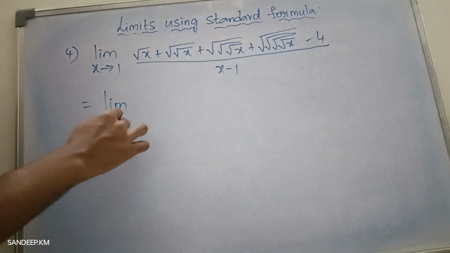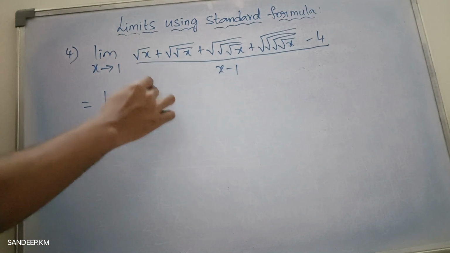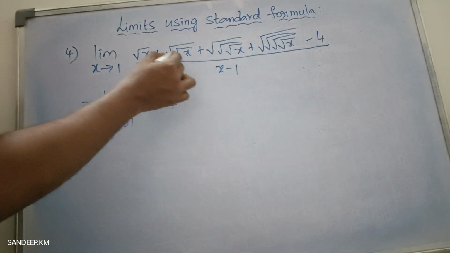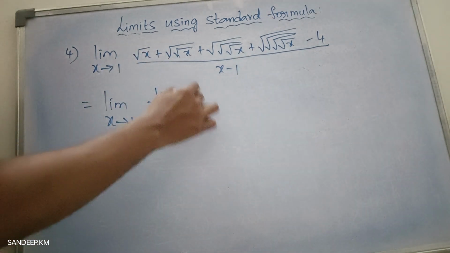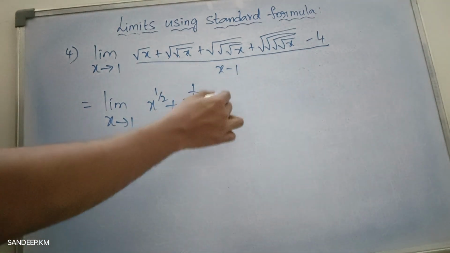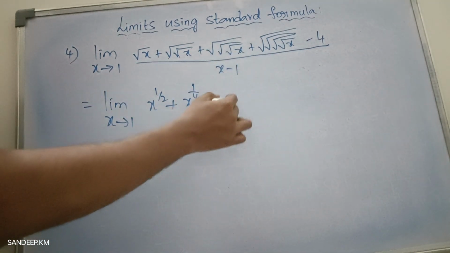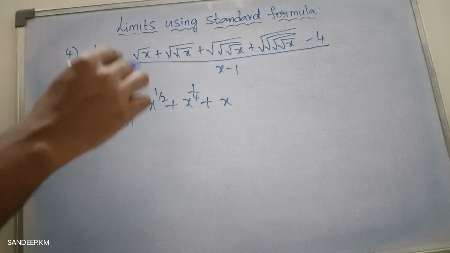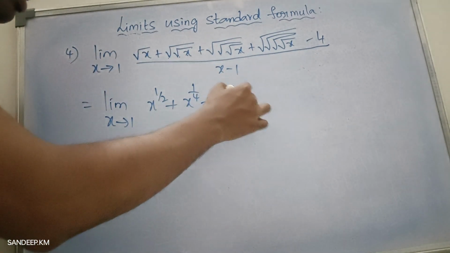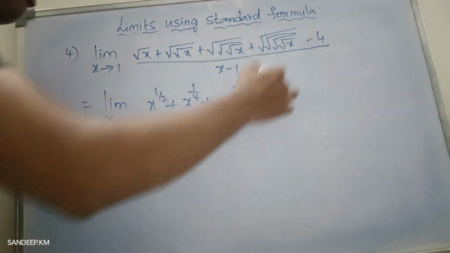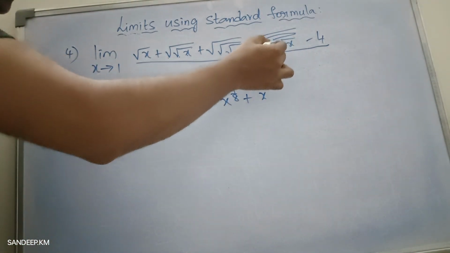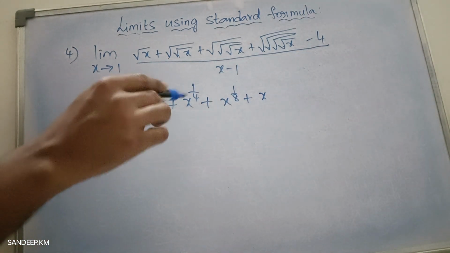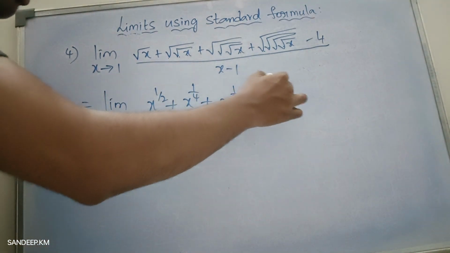Just understand that root x means x power 1 by 2. Root of root x means x power 1 by 2 whole power 1 by 2, so you'll get x power 1 by 4. Root of root of root x means x power 1 by 2 power 1 by 2 power 1 by 2, so 1 by 2 into 1 by 2 into 1 by 2, you'll get 1 by 8. And this is obviously x power 1 by 2 whole power 1 by 2 whole power 1 by 2 whole power 1 by 2. So 1 by 2 is multiplied with itself 4 times, you'll get 1 by 16.